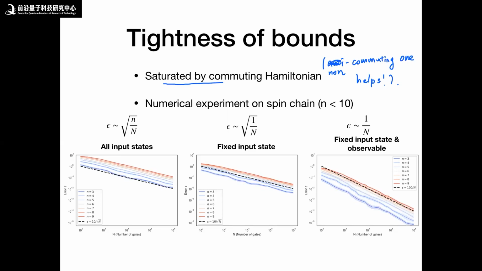And we also try some actual examples. I think this is some very common spin chain. It has some non-commuting terms, and we do see all these behaviors. So there's this n behavior if you care about all the states, and the n disappears if you have a fixed input state. And then it further becomes better if you fix the input state and observable. So the phenomena we're bounding, and these bounds are pretty tight, up to constants.